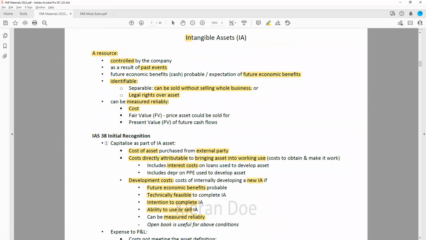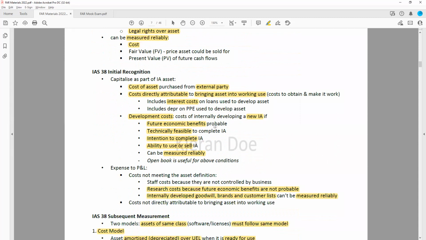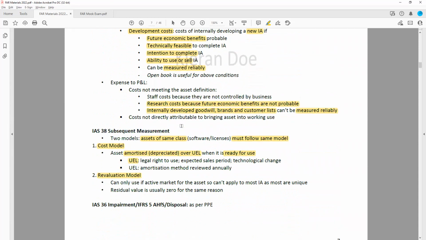Things like software systems tend to be a bit more specific for a company, like a prototype. Who else is going to use a prototype for an iPhone other than Apple? No one else will be able to use it. There's also things like brands as well. They're very unique. So if they were acquired externally, it would be quite unusual for them to have a residual amount. And for that same reason, it's difficult to use the revaluation model.